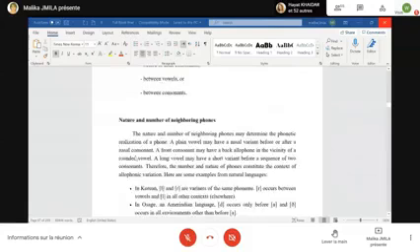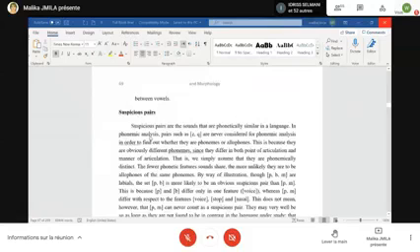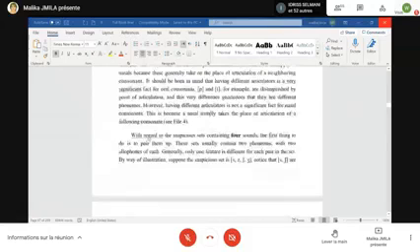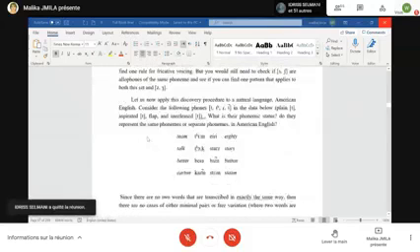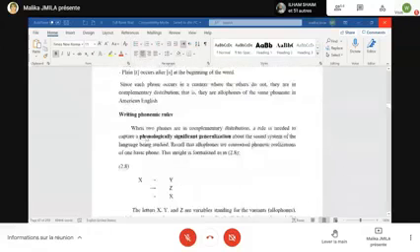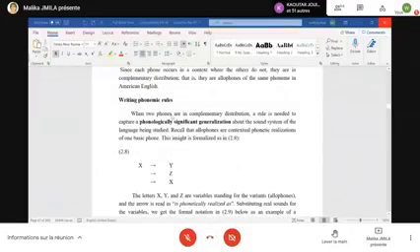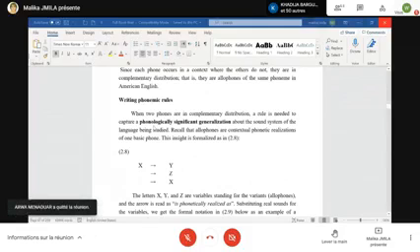And here, this one you read at home. And this one we have already done. Yes, writing phonemic rules. That is here how to write phonemic rules. That is the example that is Korean, etc. It is just an example. You read it at home for your own information.